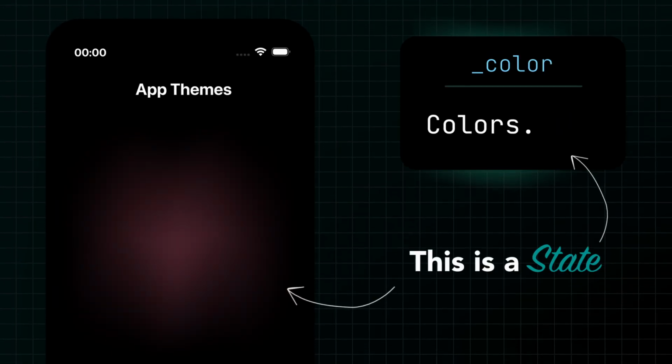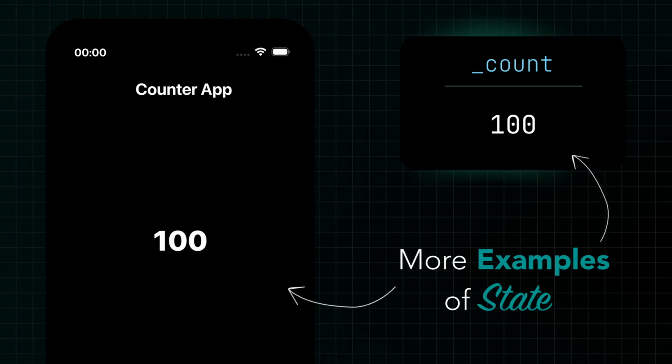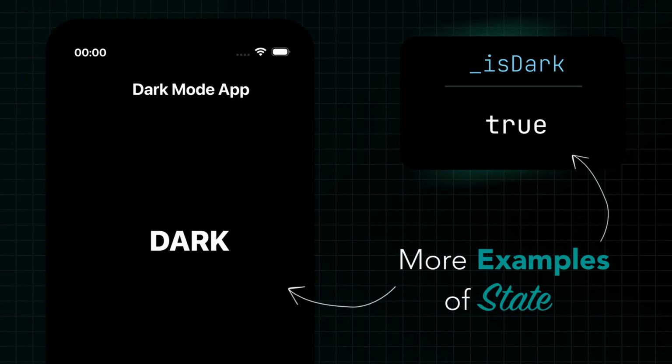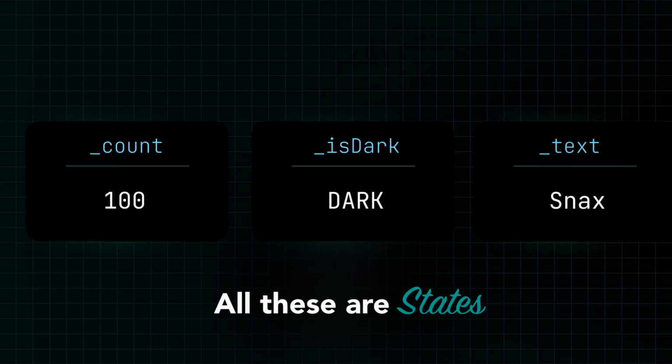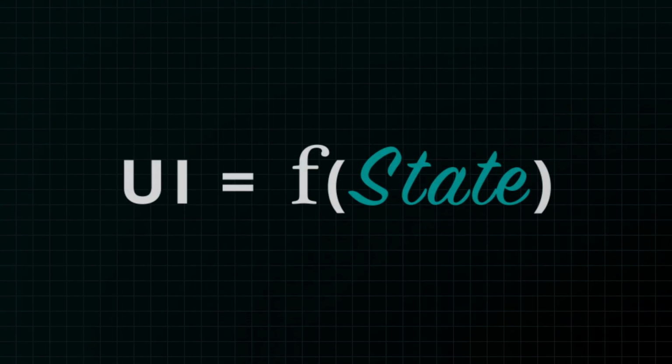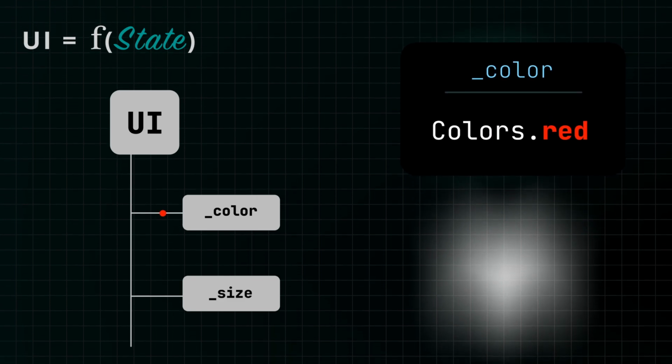State is just data that can change while your app is running. Data your UI depends on. The number in our counter, a dark mode toggle, the text in a field is state. Anything that can change and that changes what the user sees, that's state. Your UI is a function of your state. You hand it your current state and it returns a description of your UI for that exact moment.